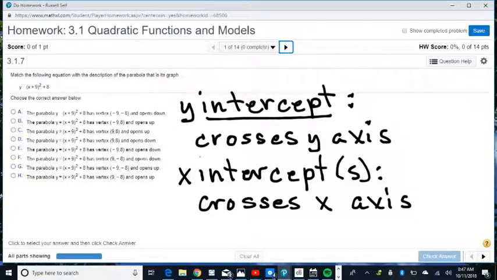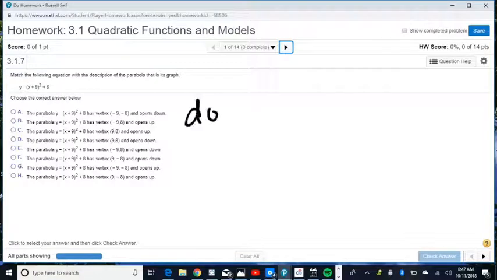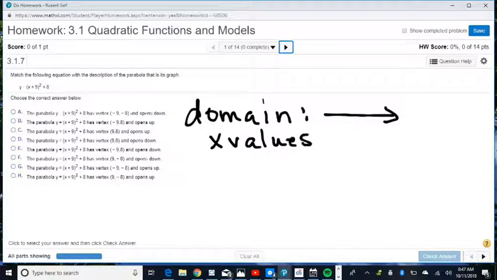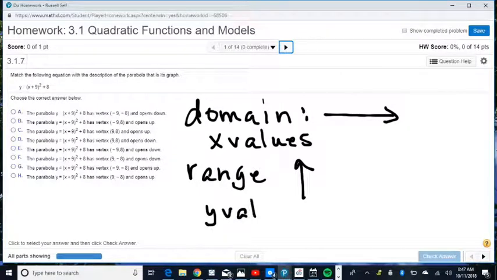All right? We're also going to have to remember that we need to find the domain. Remember, the domain means you're reading it from left to right. Okay? That's every possible x value. So that means you're going horizontally from left to right. And remember, the other one is range. And that's what's happening from the bottom up. And remember, those are all of your y values, every possible y that it can be.